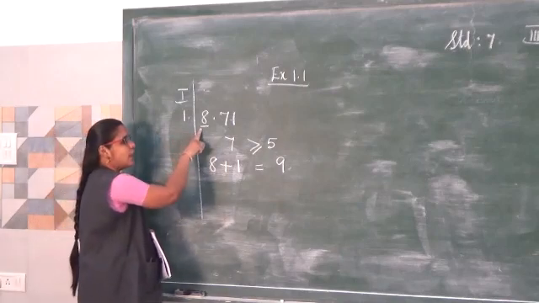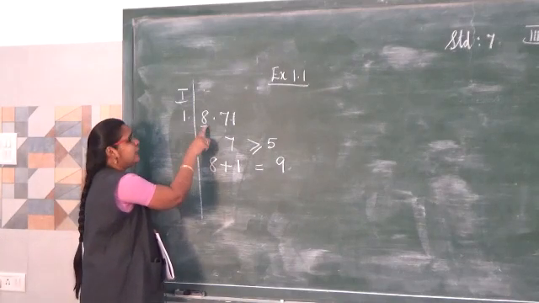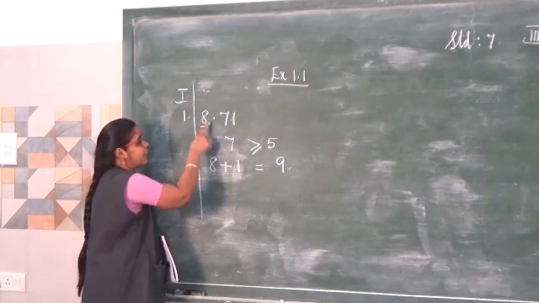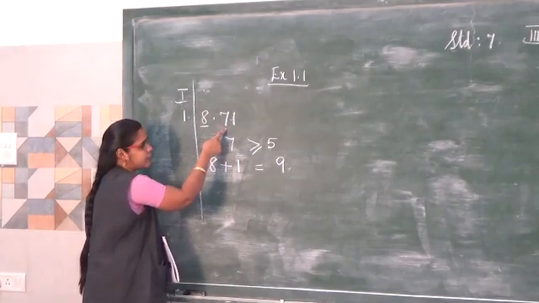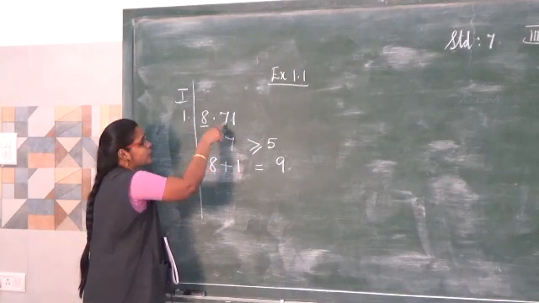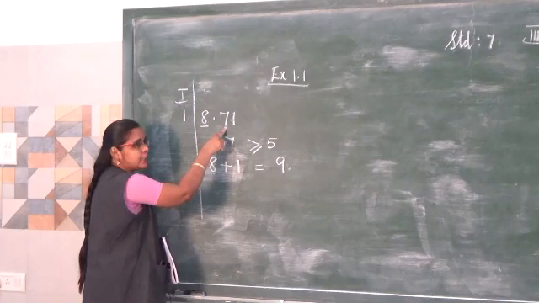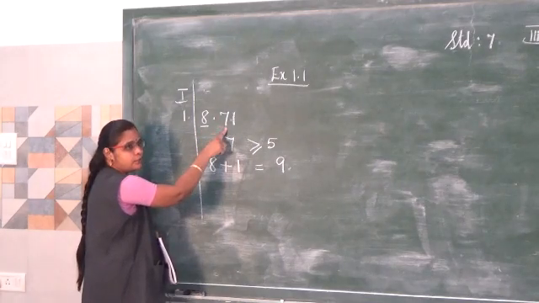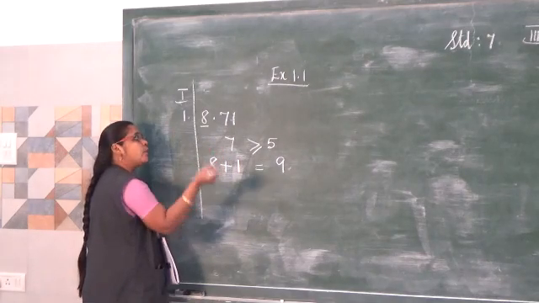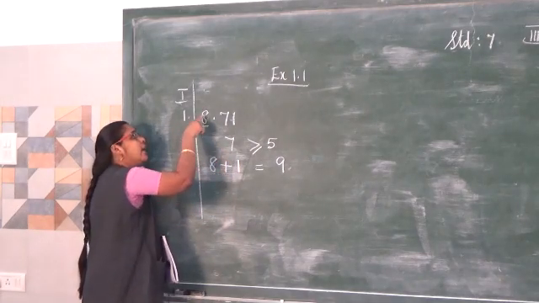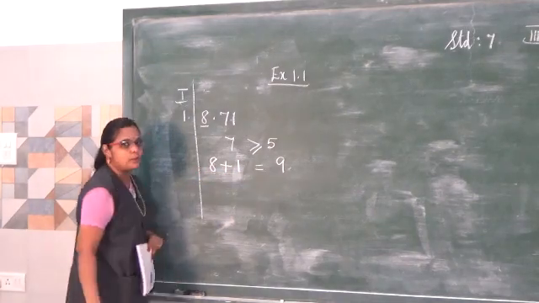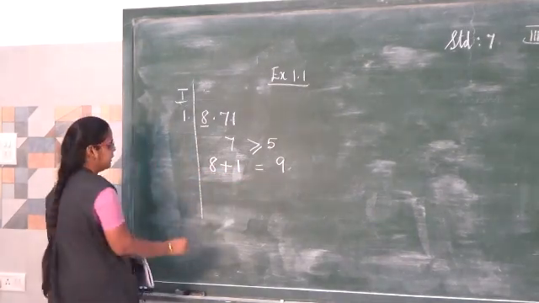So first, the whole number part we have to underline, and then we have to look at the right side of the underlined digit. The right side of the underlined digit is 7. We have to check whether it is greater than or equal to 5. If it is, we have to add 1 to the underlined number. So 8 plus 1 is equal to 9. So the answer is 9.